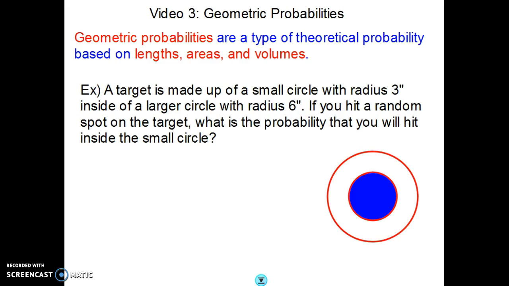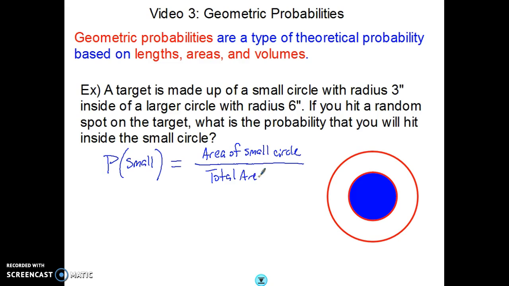So these probabilities are still calculated the same way. We still want to do favorable over total. Just in this case, with a two-dimensional shape, we're going to be dealing with area. So the probability that we hit inside of the small circle is just going to be calculated as the area of the small circle over the total area of the target, which in this case is just the bigger circle.